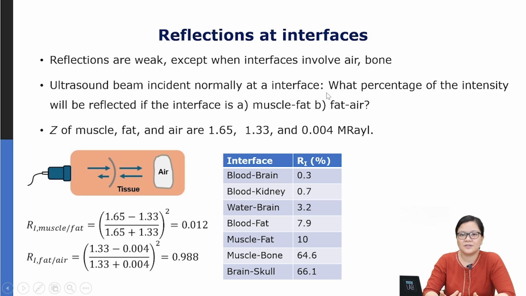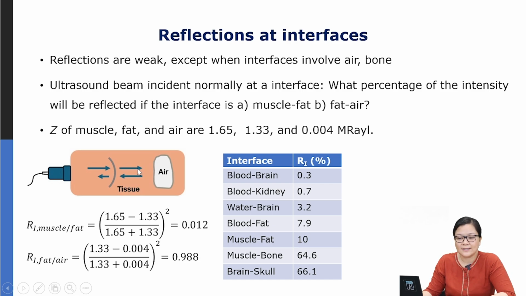And we ask the question, what percentage of the intensity will be reflected if the surface is a muscle-fat interface? Let's imagine that this is our transducer, this is fat tissue and muscle tissue here. So what would be the intensity of the reflected sound at this interface? And also let's consider a fat and air interface right here. This is fat and this is air.